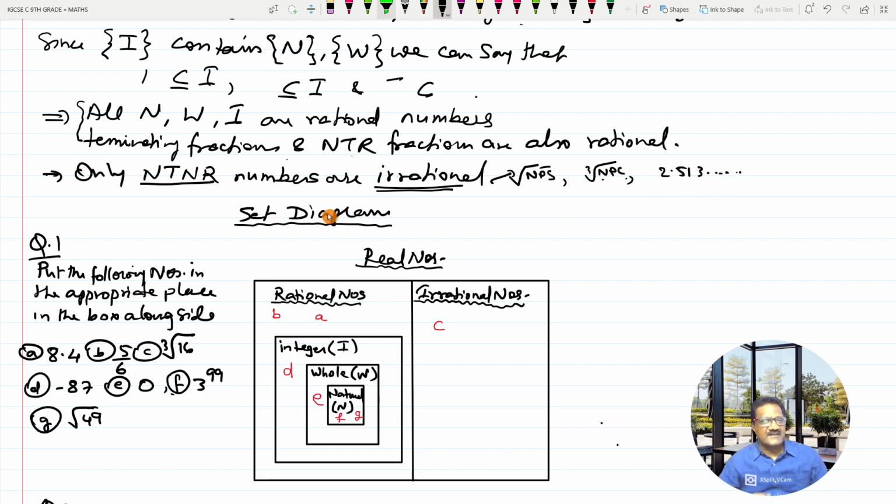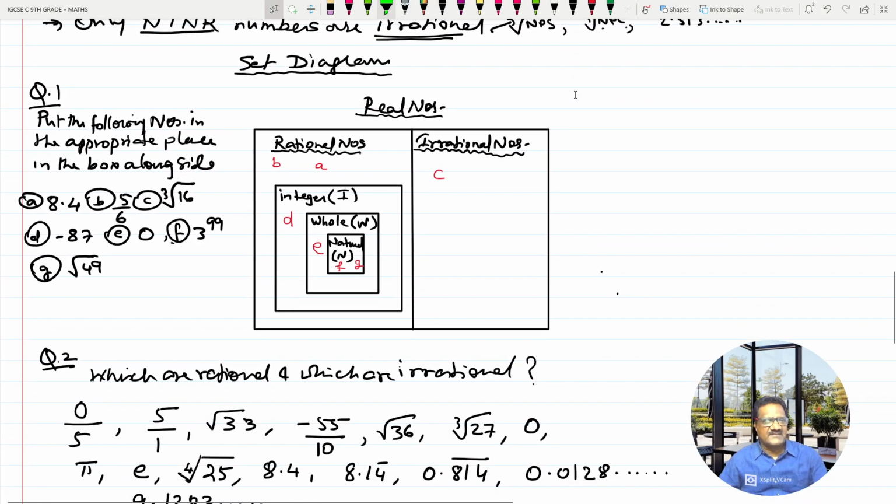Now set diagram. First I want you to understand this set diagram. This big box is the real number box. The real number box has two partitions. In one partition you have all rational numbers, in the other you have irrational numbers. In rational numbers you have three more pockets. Under rational numbers you have the integer pocket. Inside the integer pocket you have the whole number pocket. Inside the whole number pocket you have the natural number pocket. So this is all pocket inside pocket, or you can say a box inside a box.